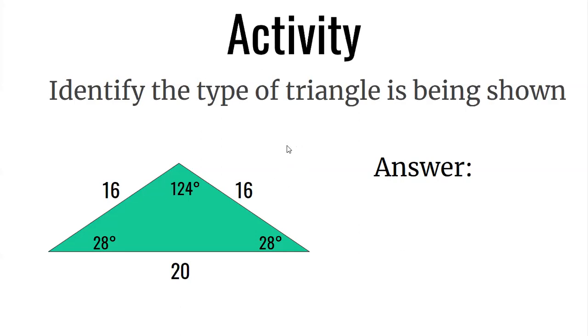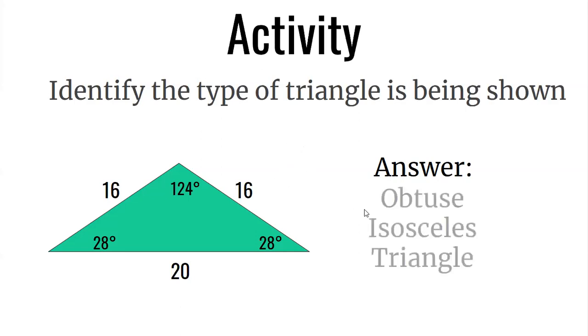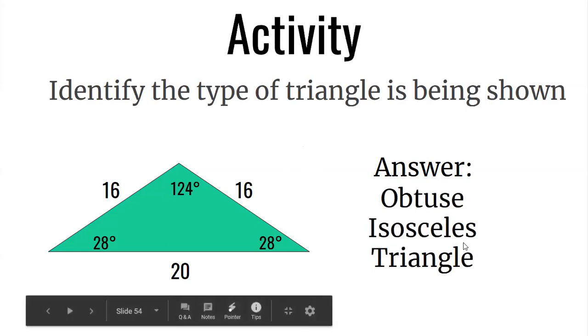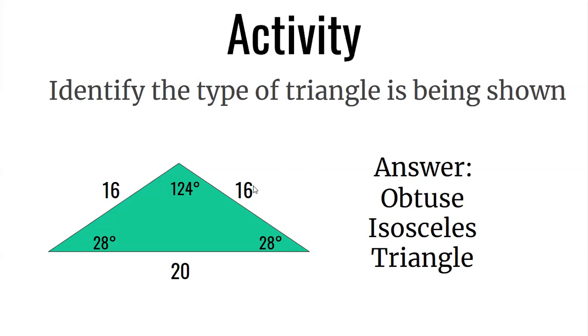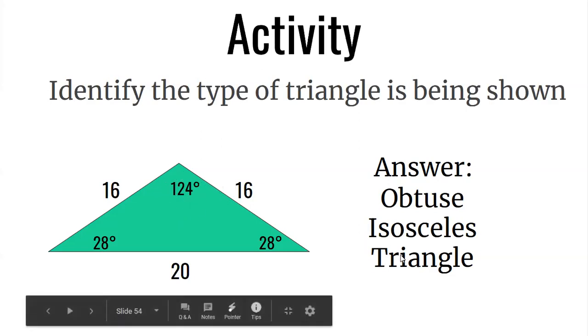All right, so the answer to this is an obtuse isosceles triangle. It is obtuse because one of the angles is greater than 90 degrees. And it is isosceles because two of the sides are congruent to each other, so 16 and 16. Notice these two angles are equal to each other since it's isosceles. All right, next.